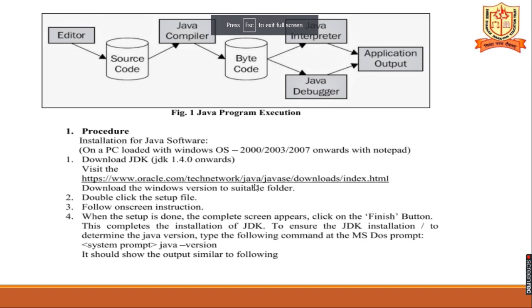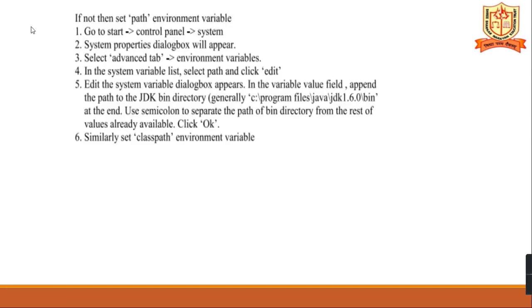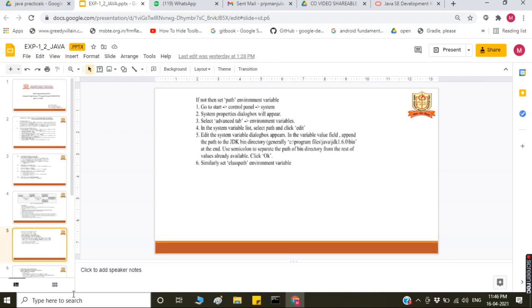And after that, the system path. If not set, then set the path environment variable. How to set this? Click on start, control panel and system. The system properties dialog box will appear, and select the advanced tab, environment variables.